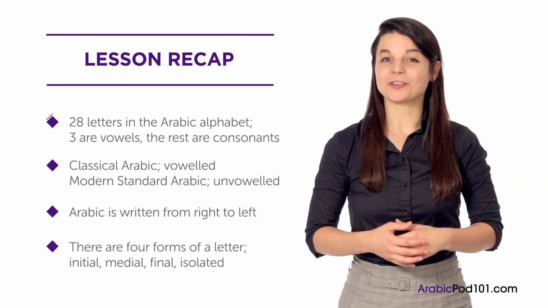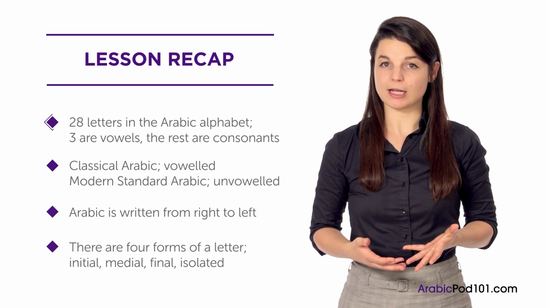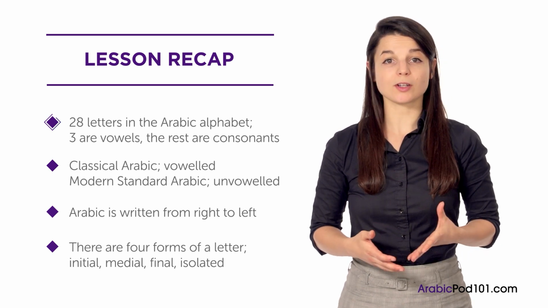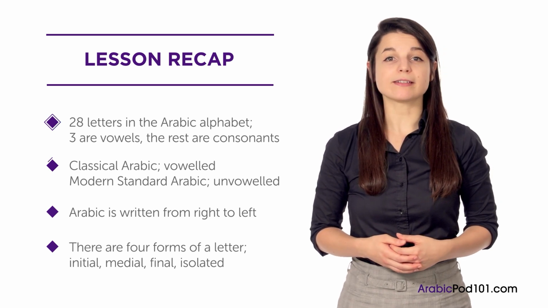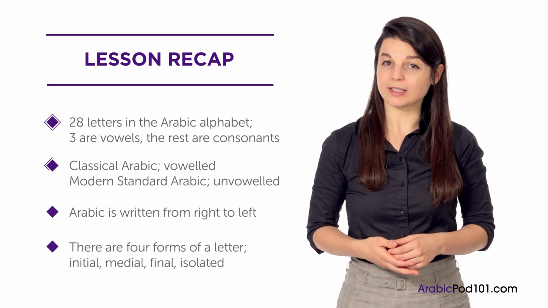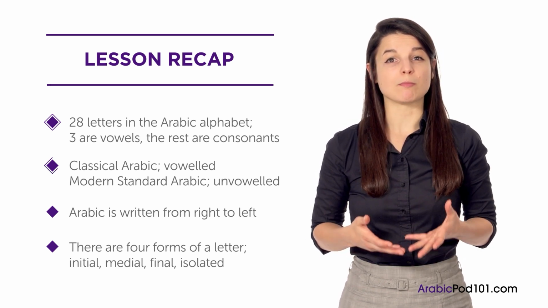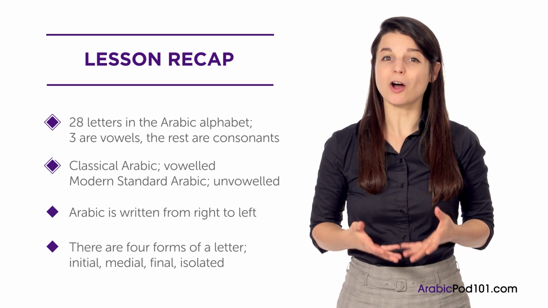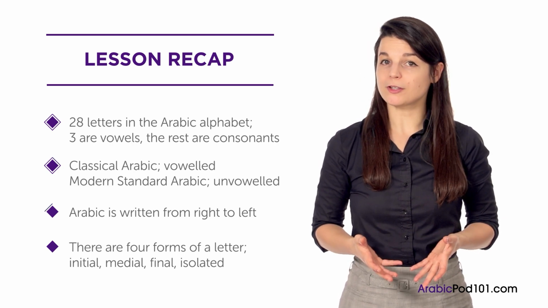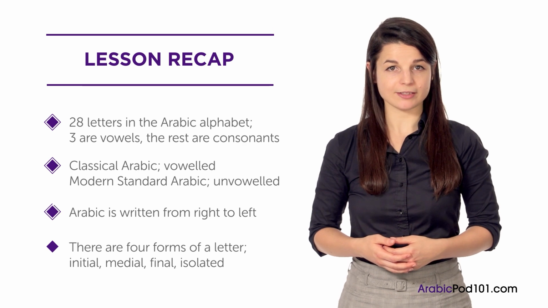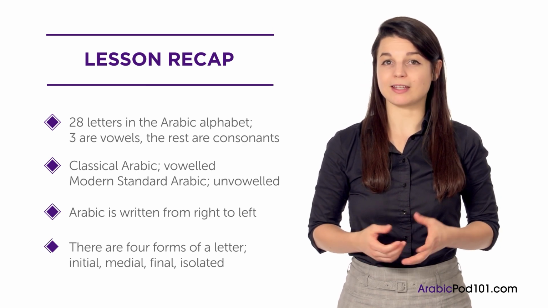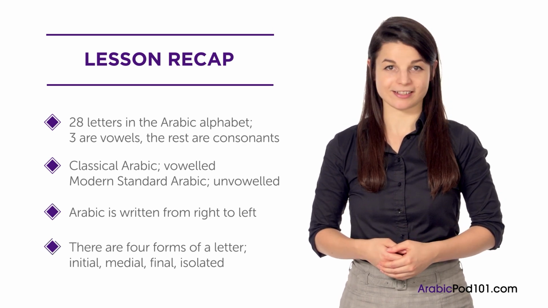In this lesson, you learned that there are 28 letters in the Arabic alphabet. 3 of them are vowels and the rest are consonants. Texts using classical Arabic are voweled, but more commonly, everyday Arabic is written using modern Standard Arabic, which nearly always has them omitted. You also learned that Arabic is written from right to left, and that there are 4 forms of a letter: the initial, medial, final, and isolated.